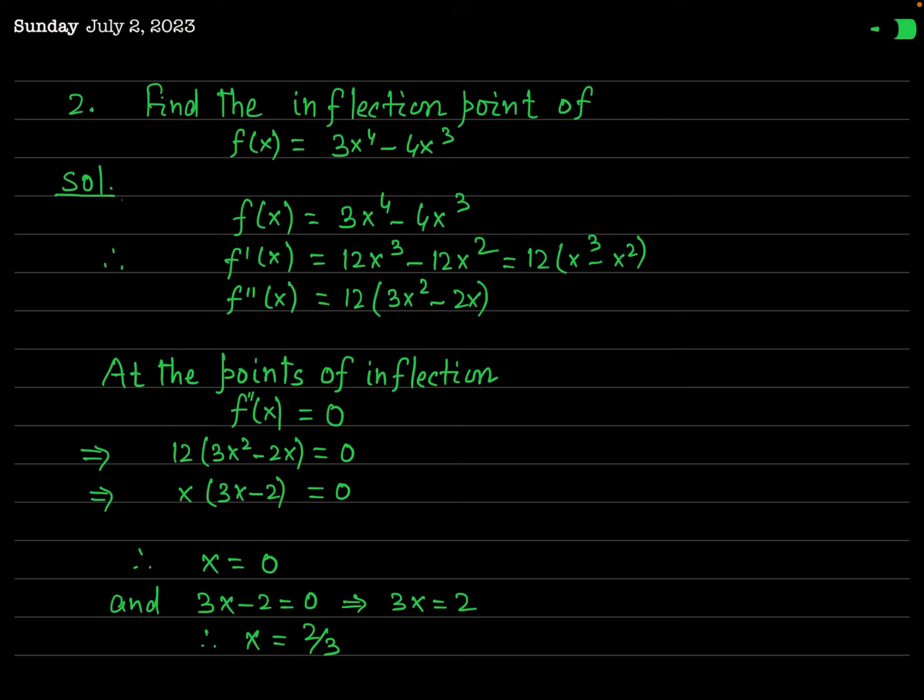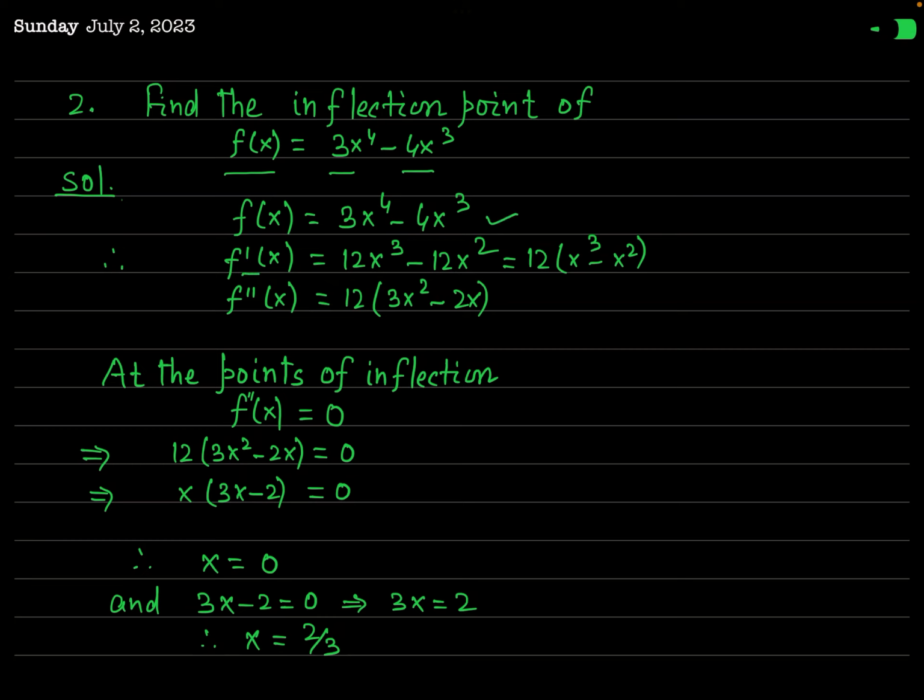This is a very simple example. You can see in this example we have to find the point of inflection of a given function f of x equal to 3x^4 minus 4x^3. This is your given function. Follow the same steps. What will we do? First of all, we will find the second order derivative of this function.